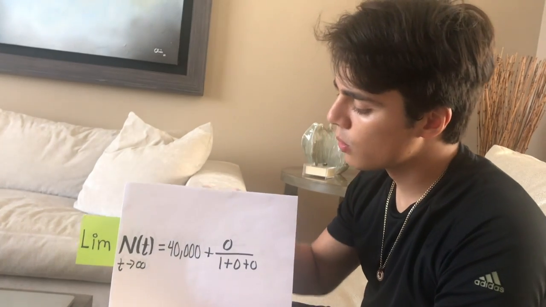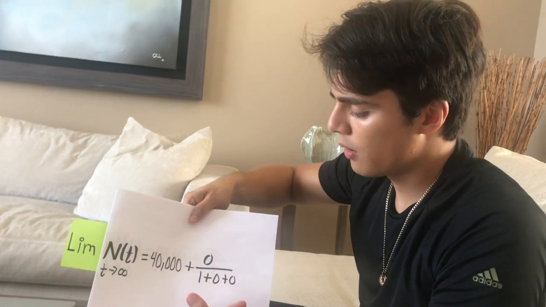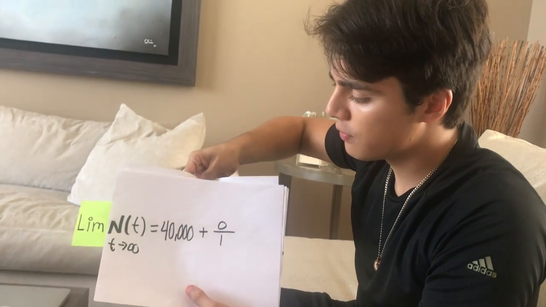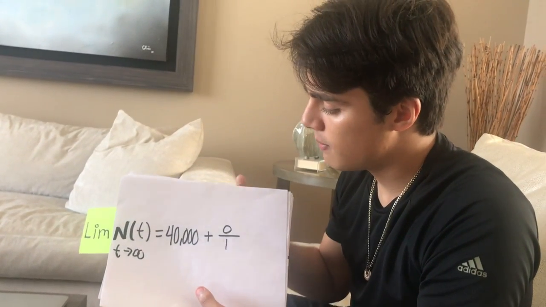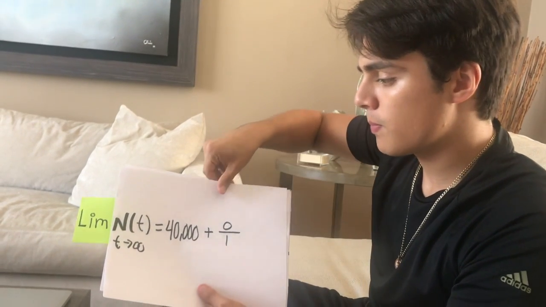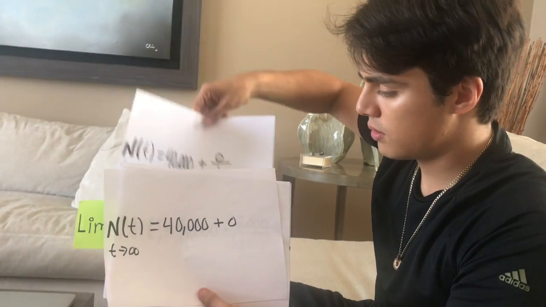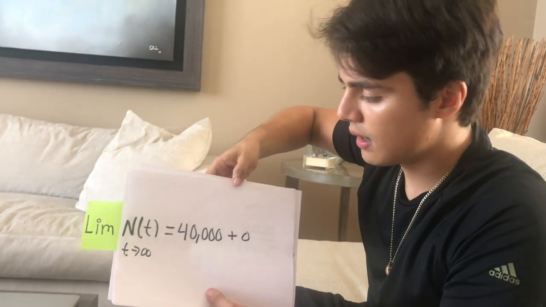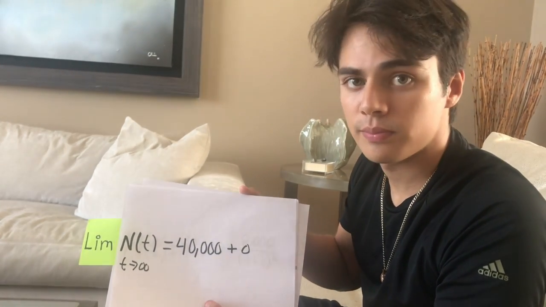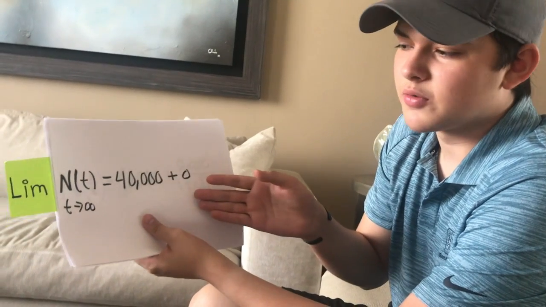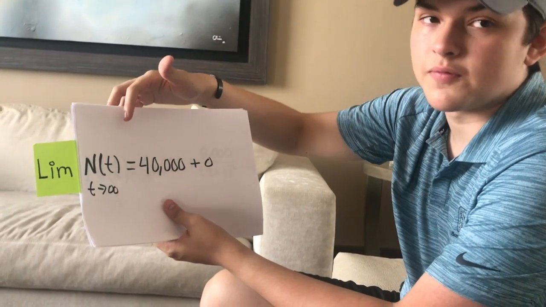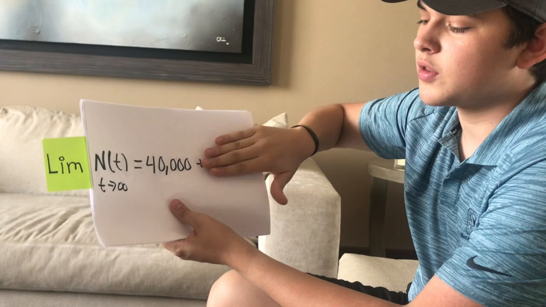After using the power rule, you simply have to add up every number in your equation. So you get n of t as t approaches infinity equals 40,000 plus 0 over 1, which equals 40,000 plus 0. You have to add up everything that's in your equation. So it gives you n of t as t approaches infinity equals 40,000.